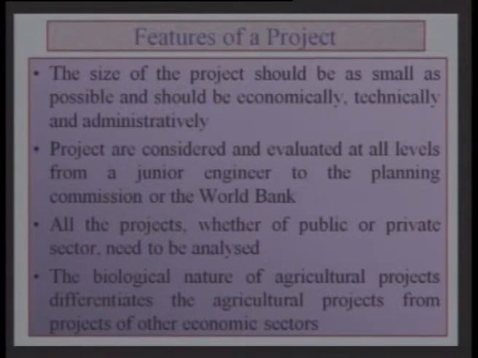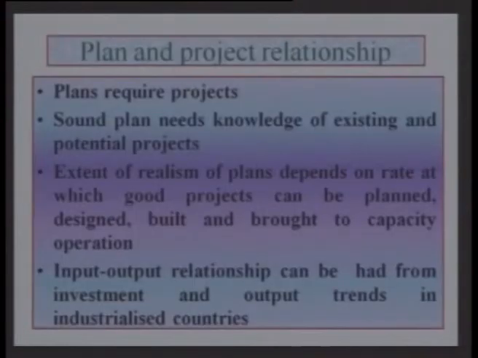The production is not defined, whether the production, whatever is thought of, would really take place. Similarly, there are cost uncertainties. These uncertainties are built into the agricultural projects, and they should be treated separately as against the industrial projects. So these are the various features of a project.